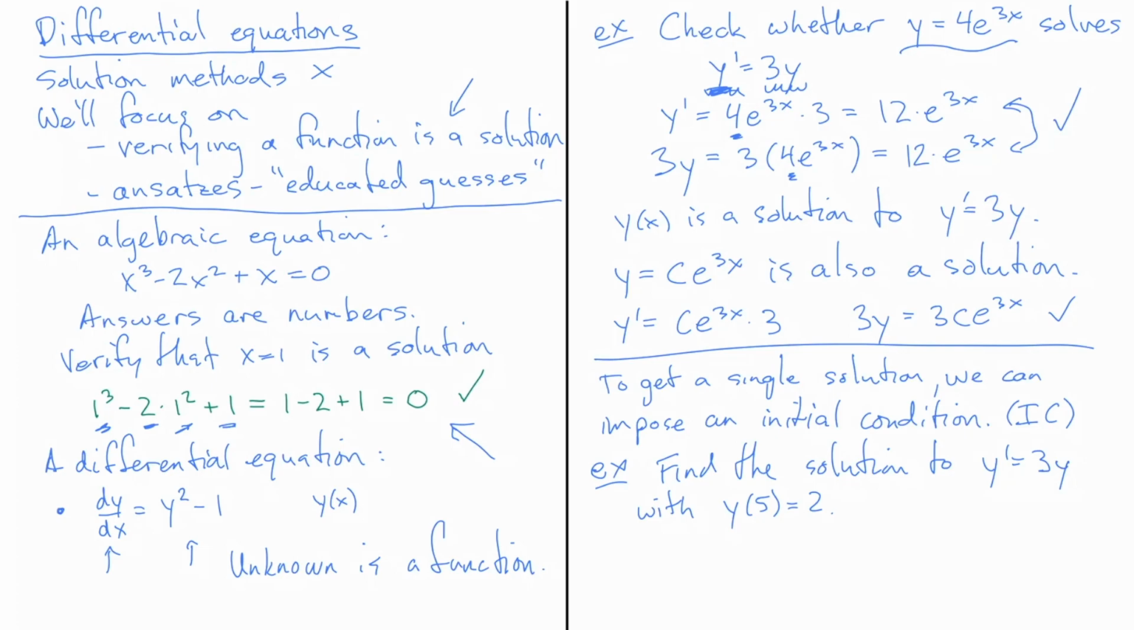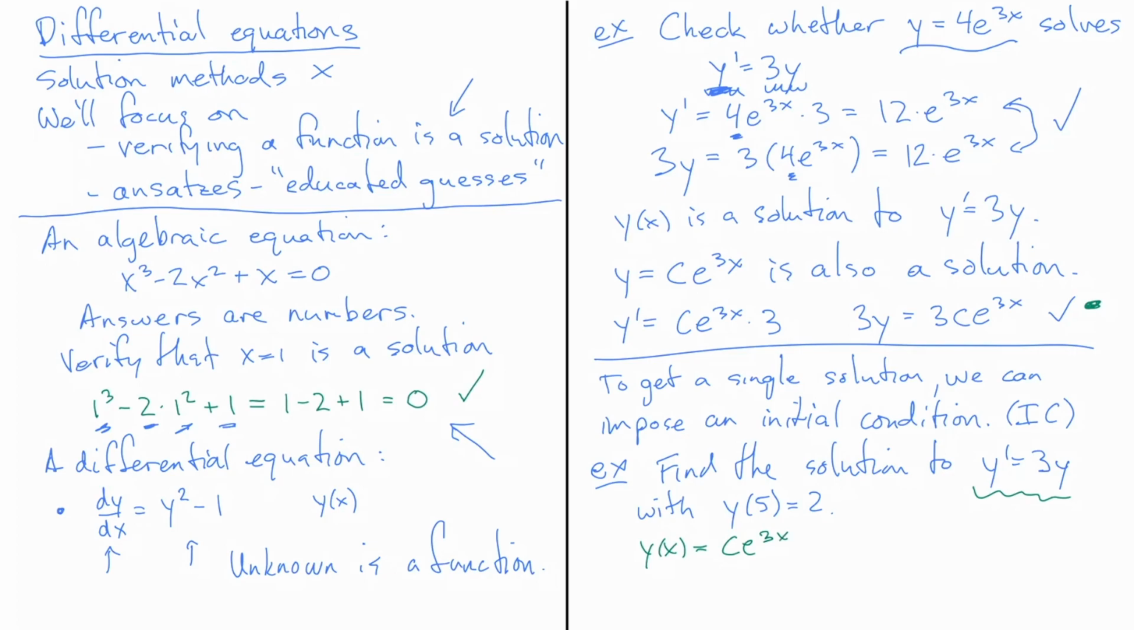So in this example, we've already seen that we have a solution to this up here, which was y of x is c times e to the 3x.